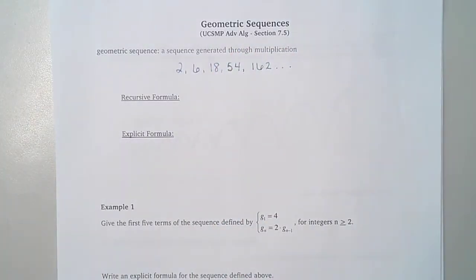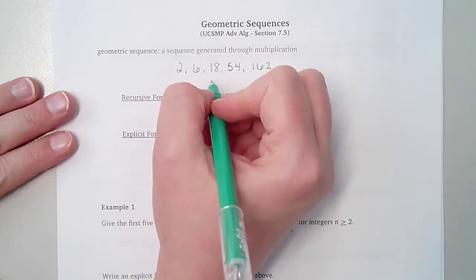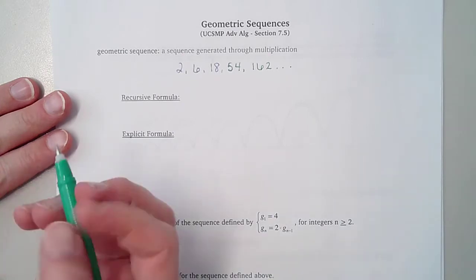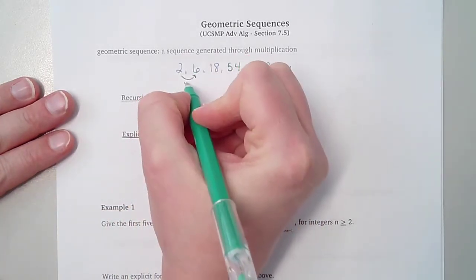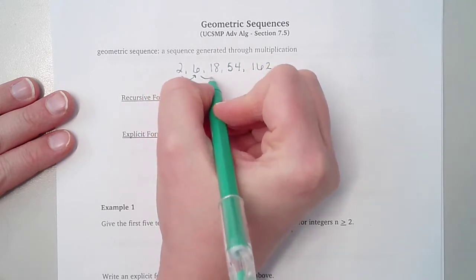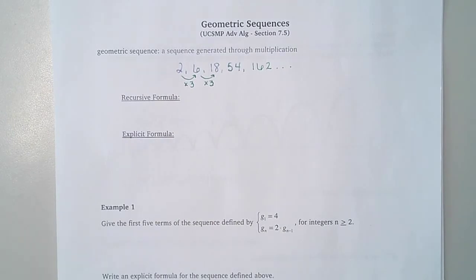Okay. So you'll notice what's happening here is that instead of adding a constant amount, instead of having that constant difference that we had with arithmetic sequences, we are multiplying by something every time. So here we're multiplying by 3, here we're multiplying by 3, and so on. That's what makes something a geometric sequence, if there's a pattern of repeated multiplication.